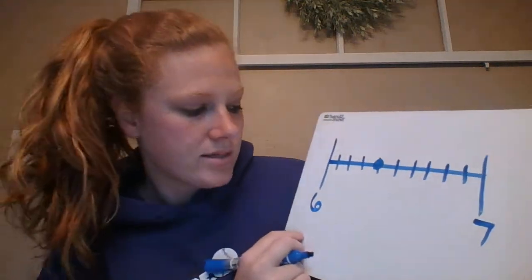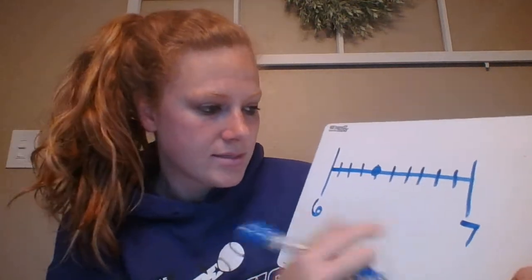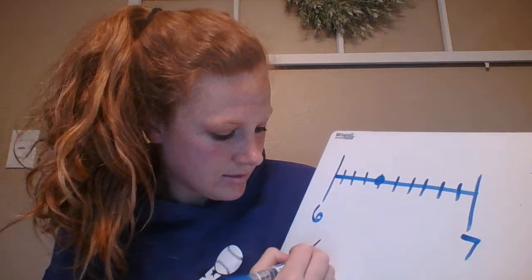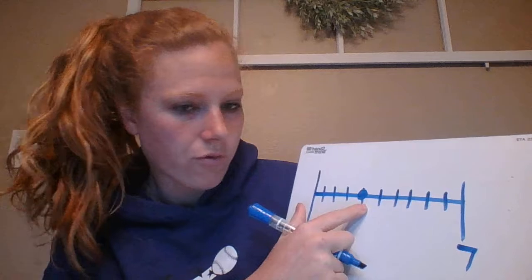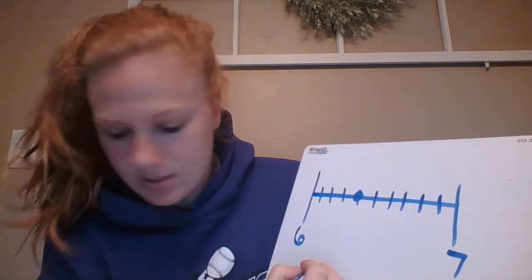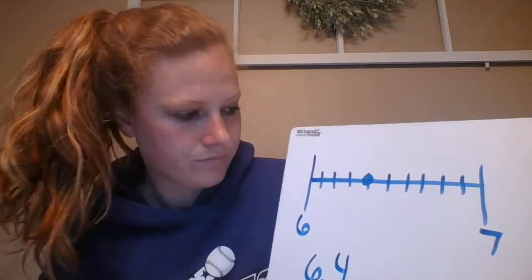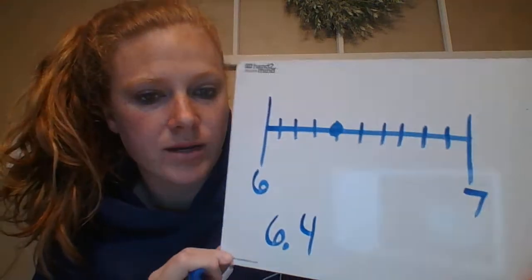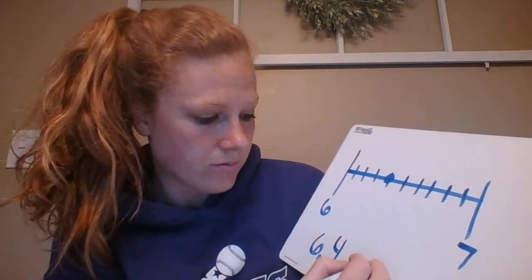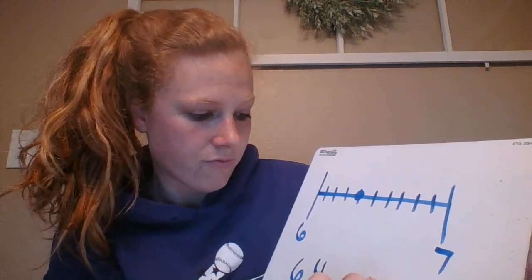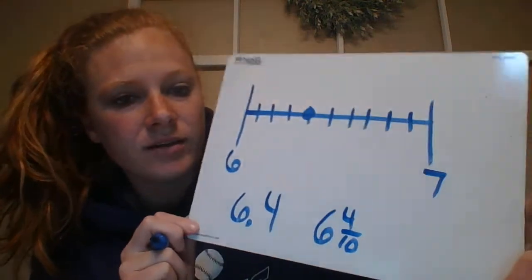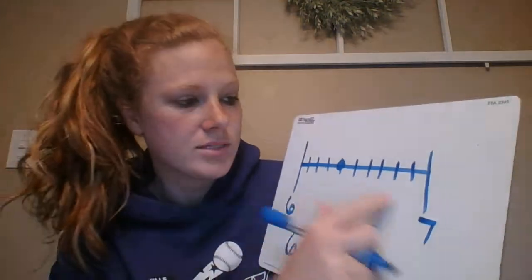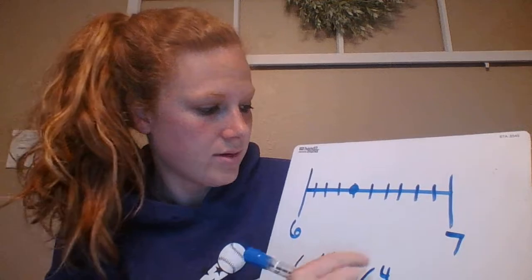So if I were to write that as a decimal, I know I'm not yet to the 7, so it's at 6 point, and then which tenth am I at? I'm at the 1, 2, 3, fourth one. So I would write it as 6.4. Then if I were to write it as a fraction, I would write the 6 as a whole again, and then I would write 4/10.